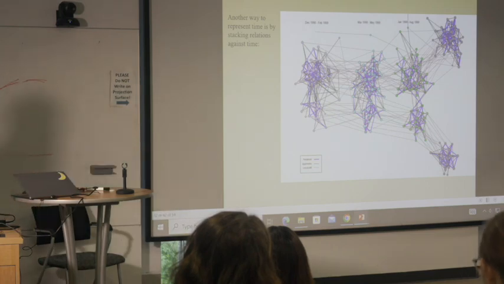This is a split in a baboon troop, actually, over time. And so there's this one baboon that's holding together the set, if I remember correctly.